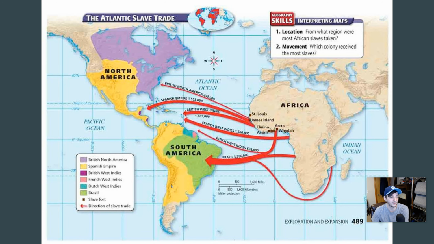So this is another graphic that shows where these Africans were being sent to in the Americas. Most people don't know this, but most were sent to South America, more specifically Brazil, with 3.5 million going there, approximately 450,000 going to British North America. And the Spanish had quite a bit, 1.5 million, and the British West Indies had about 1.6 million. Same with the French West Indies at 1.6.